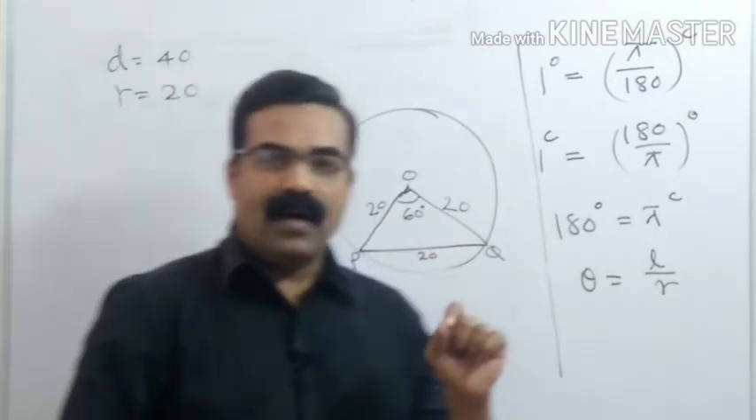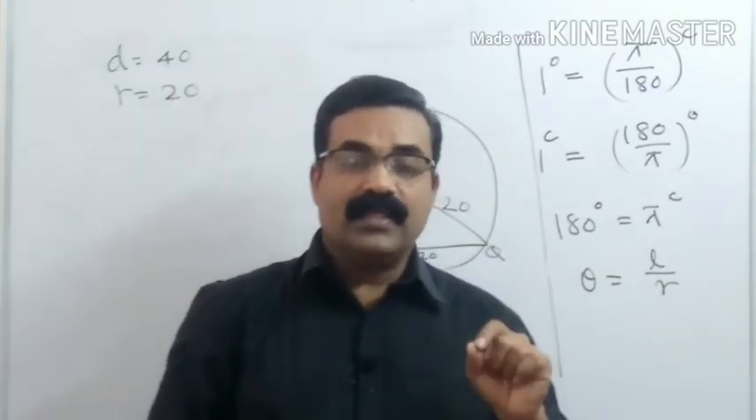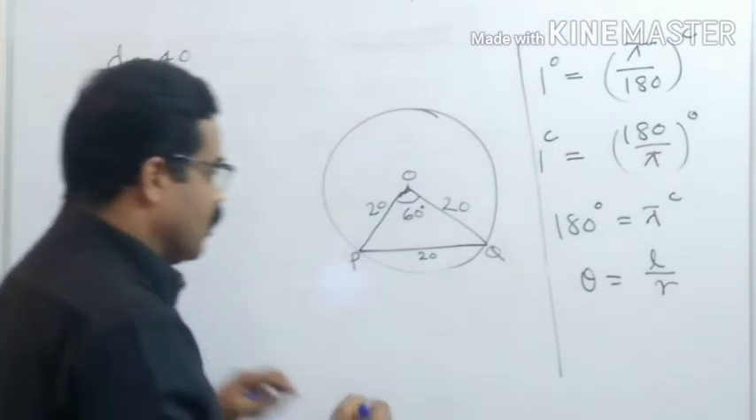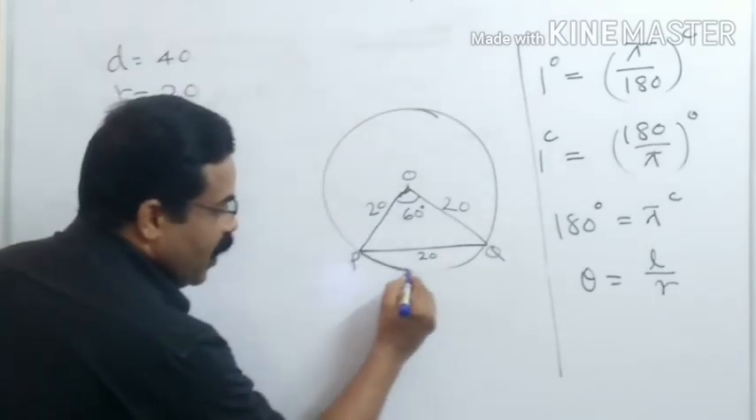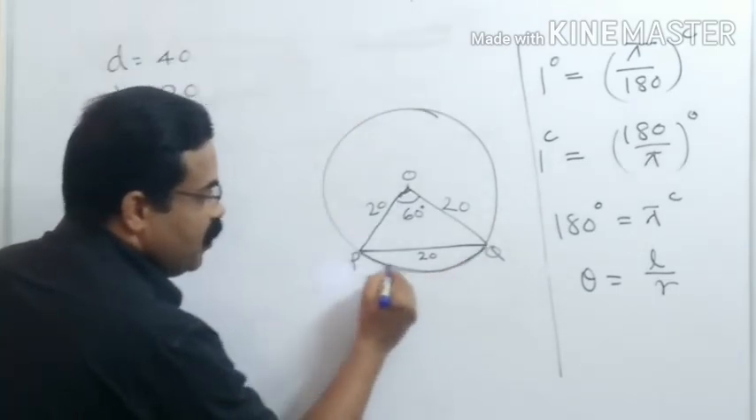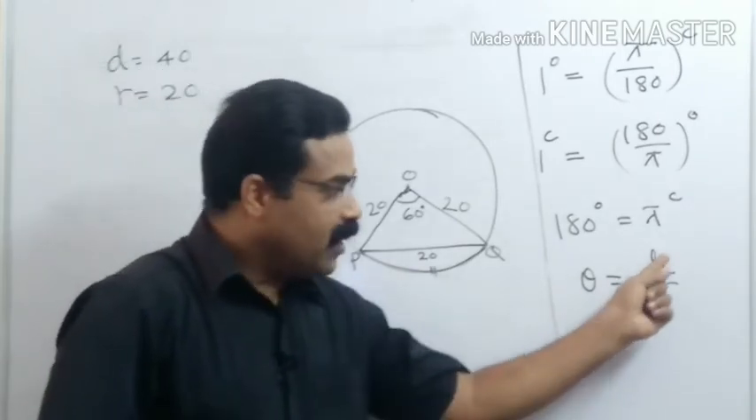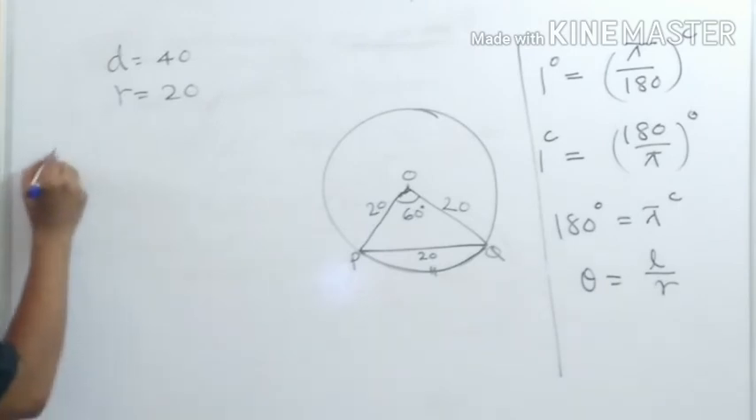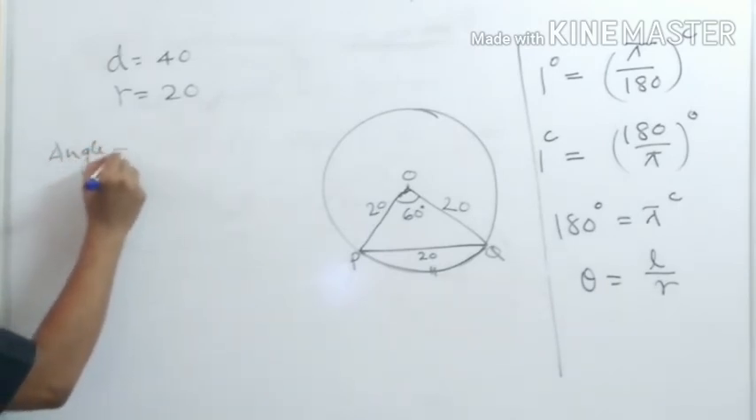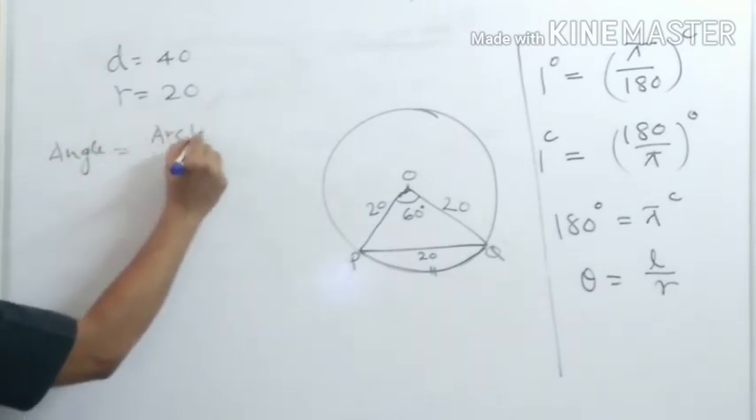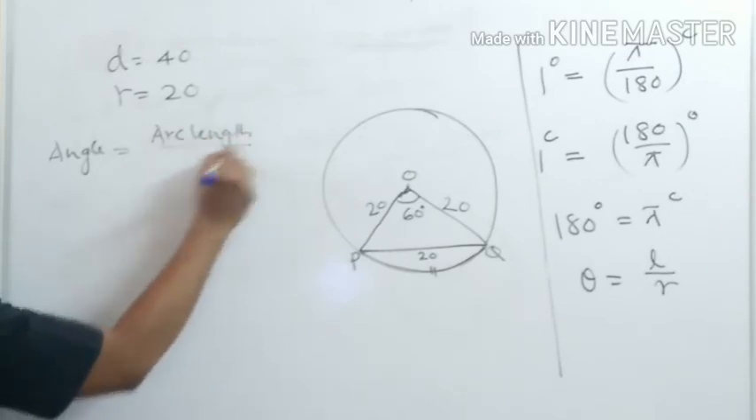So what is asked in the question? What is the arc length of the minor arc? So we have to find out this length PQ. This length PQ we have to find out. So we have a formula here, theta is equal to L by R. So angle is equal to arc length by radius.